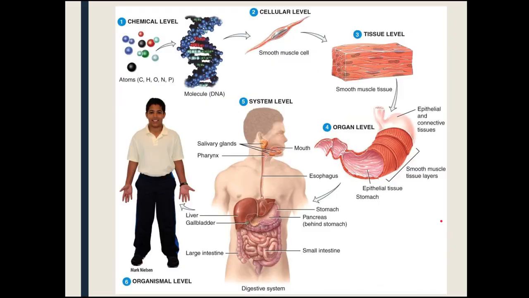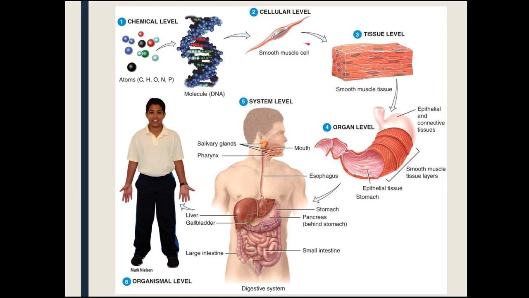This is from another textbook. Here we could see these atoms, which we'll review in our next lecture: carbon, hydrogen, oxygen, nitrogen, phosphorus. These are going to play a role to form a molecule. This is going to be DNA. DNA is going to make up the cellular level, which is going to include our smooth muscle cell.